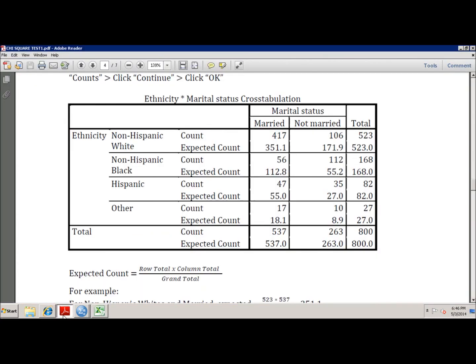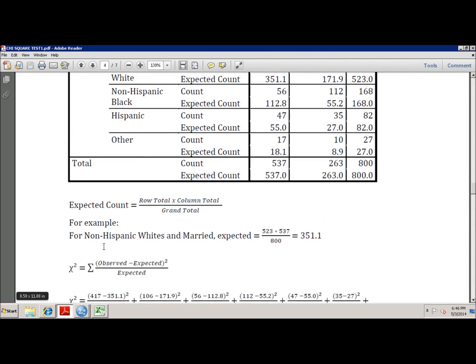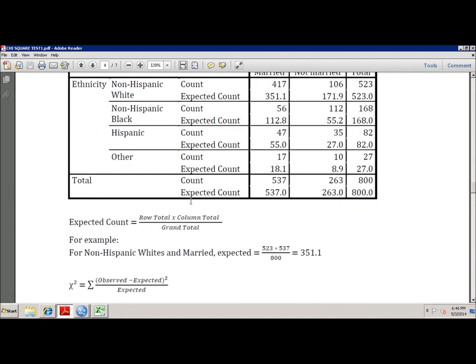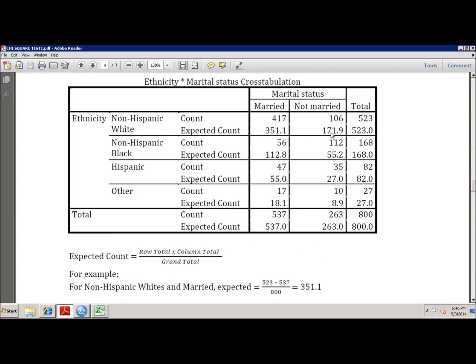Now there's a shortcut to do this. We can use this shortcut here, which is in the lab. It's the row total, 523, times the column total, 537, divided by the grand total. It's equivalent to what we just did, and you end up getting the same value. So we see here 351.1. So you can do that for each individual cell to get an expected count.